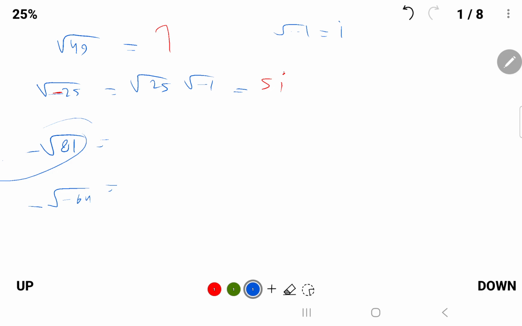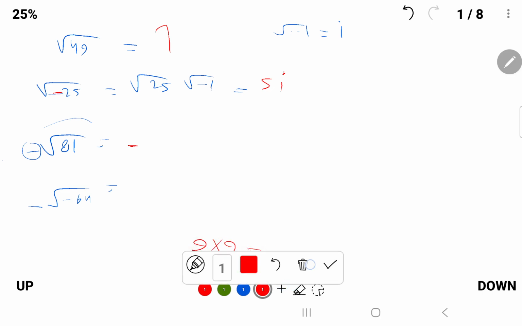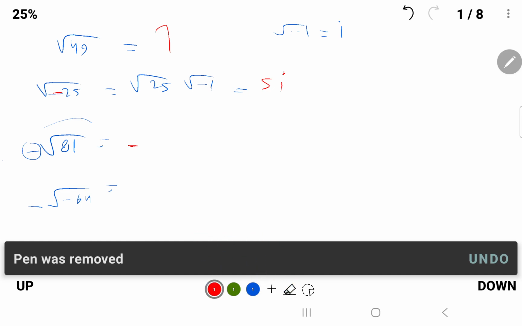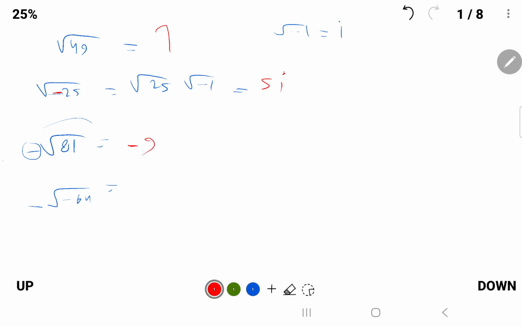Now, this example is different from this one, because here you have a negative sign outside. So we have minus. Now, what two identical numbers when multiplied will give you 81? We have 9 times 9. So the square root of 81 is equal to 9. So the answer is minus 9.